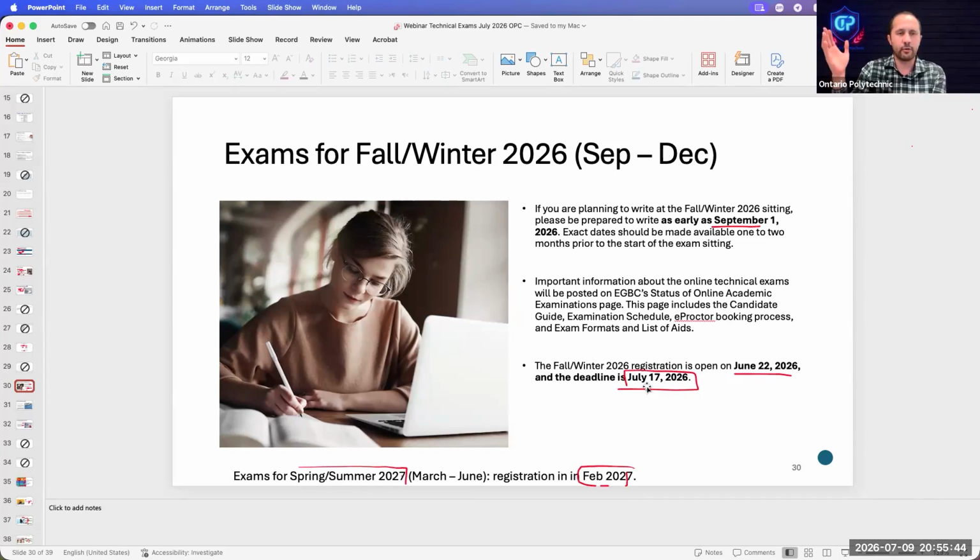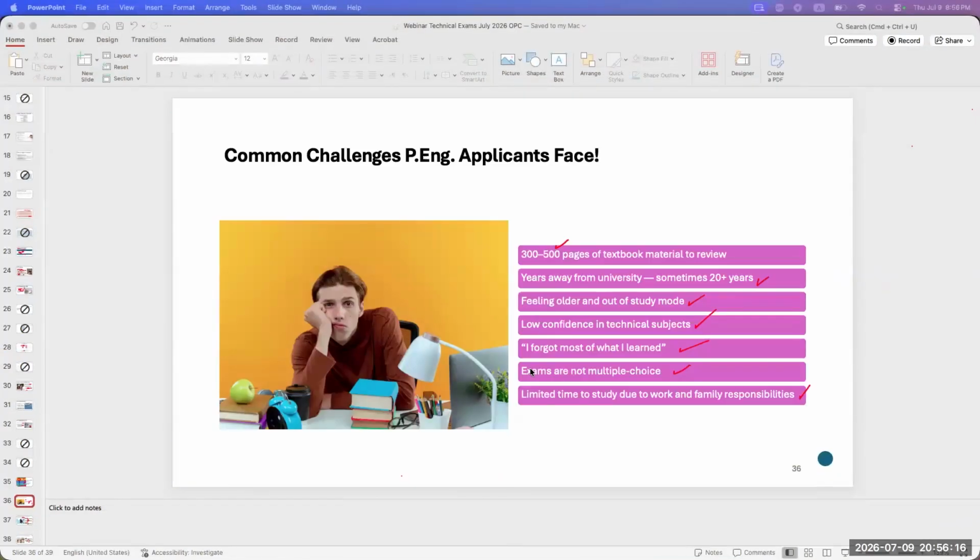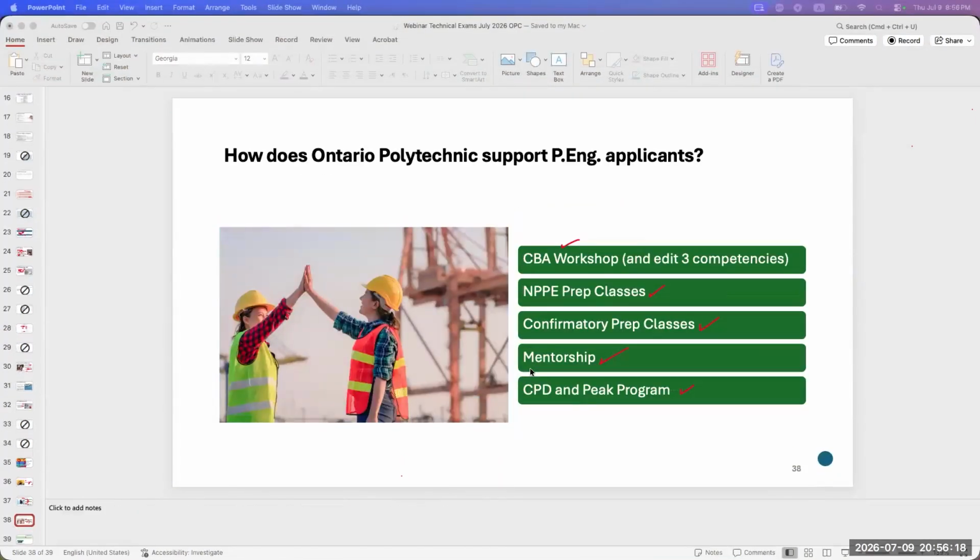So they usually avoid the first 3 weeks of September, and from the last week of September towards mid-December, there are exam dates. As I understand correctly, for registering for the technical exam, it doesn't need to first fill out the CBA questions. No.